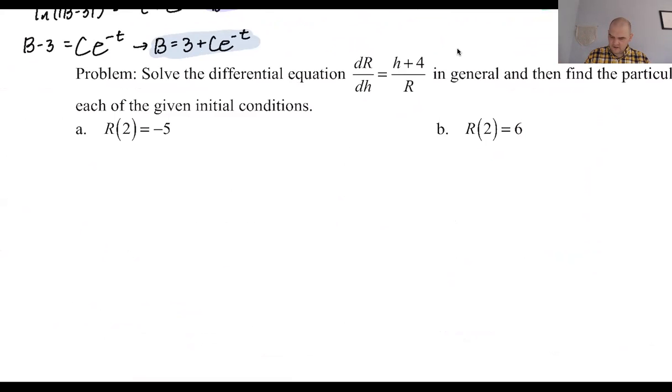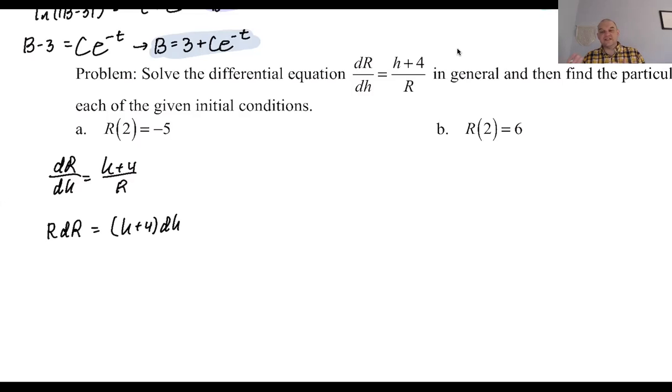So dr over dh equals h plus 4 over r. All right, this one looks doable. So we do this. I like to put parentheses, h plus 4 dh, to remind myself that that dh goes with everything that's on the right-hand side.